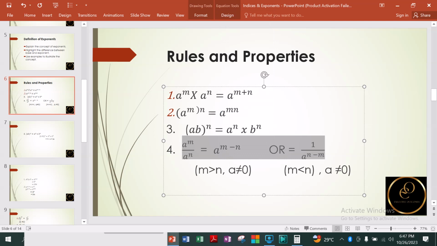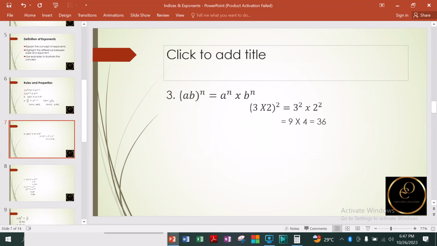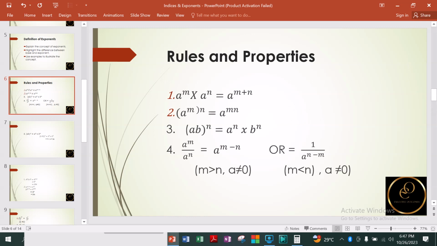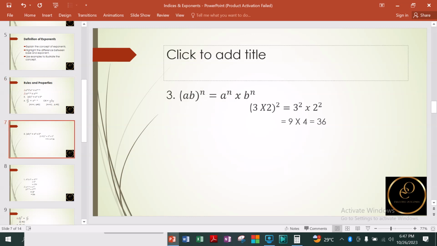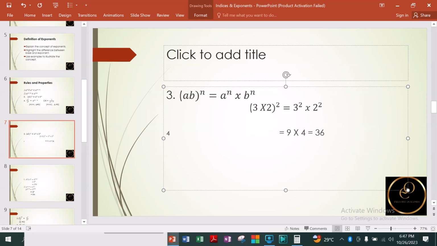So let's look at this one. Let's see how we can work on it. Which property is it? We are saying the fourth property. And we want to see how we can work with the fourth property. So this is the fourth one.